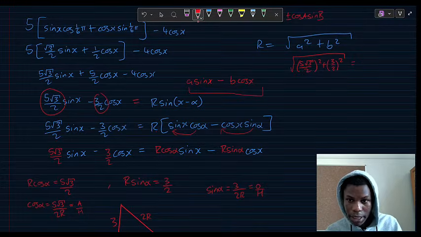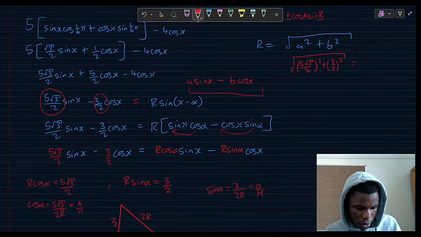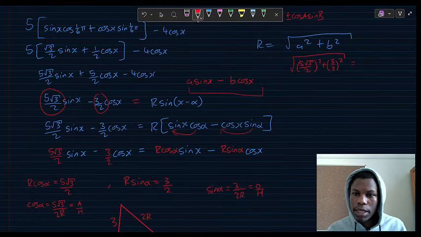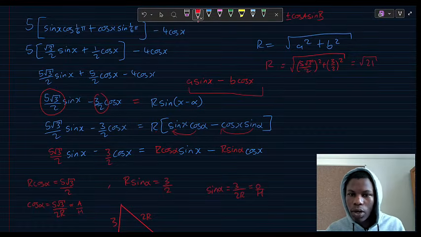let's just double check that. That does give us root 21. 3 over 2 squared. Yes, it does give us root 21. So that's r. Same answer we got.